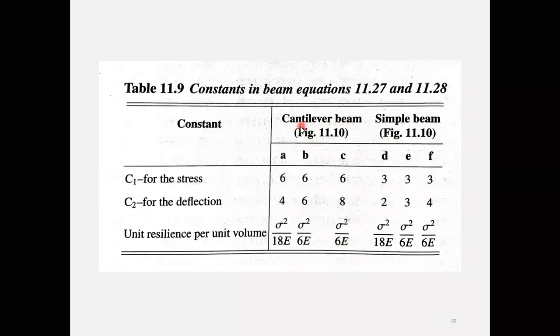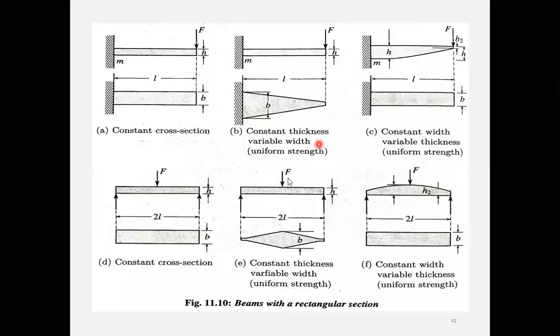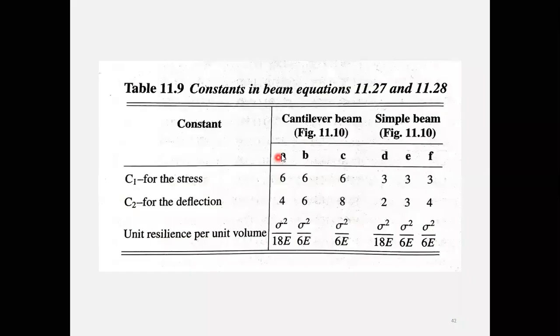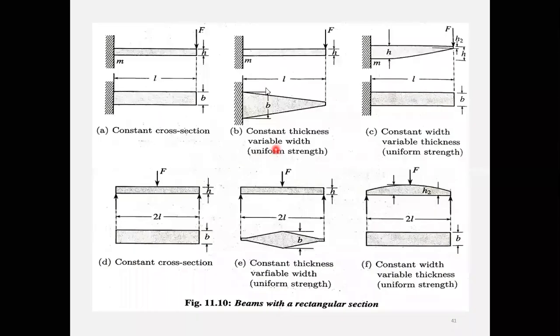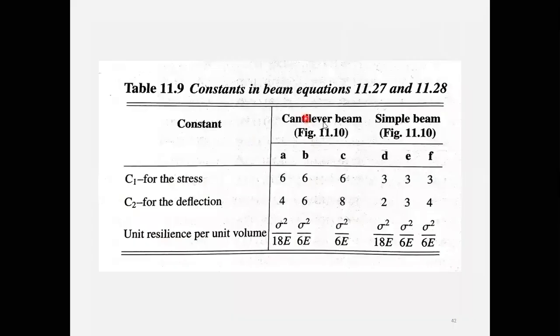In this, you can see that if the beam is cantilever beam and it is having constant cross section, at that time you are referring to figure A. Therefore, the C1 value of that is 6, C2 value is 4. This is how you need to take. For example, if the beam is subjected for cantilever, which is having constant thickness and varying width, at that time you have to take figure B, cantilever beam figure B, and its C1 C2 value.